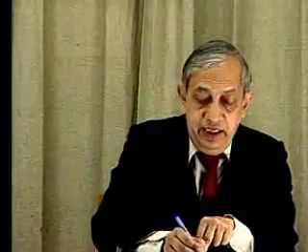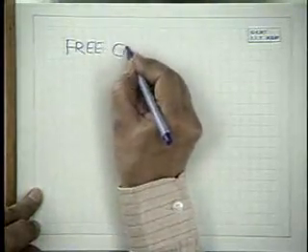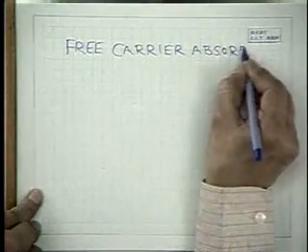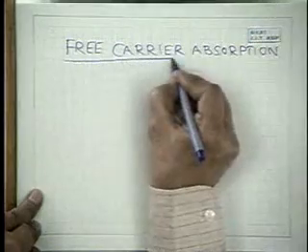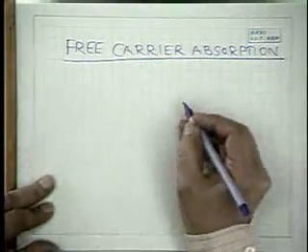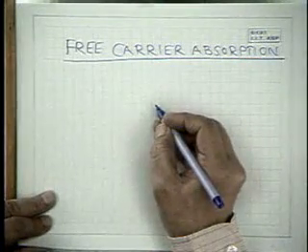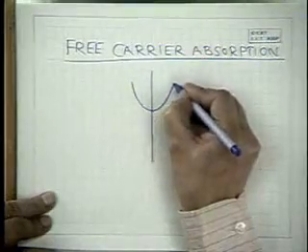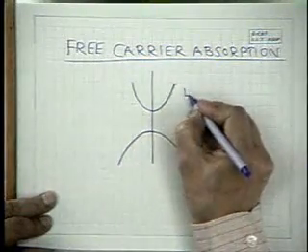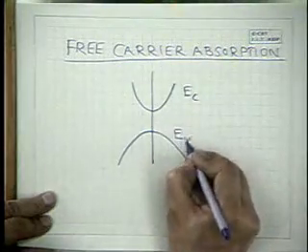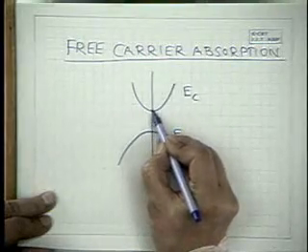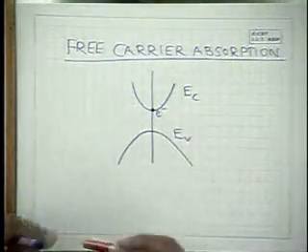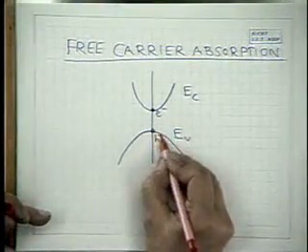Now we come to the next important process, which is free carrier absorption, seen both in n-type and p-type semiconductors. As you know, in all practical devices, semiconductors are doped, sometimes lightly, sometimes heavily, and as a result there are free carriers that exist, electrons in the conduction band or holes in the valence band.